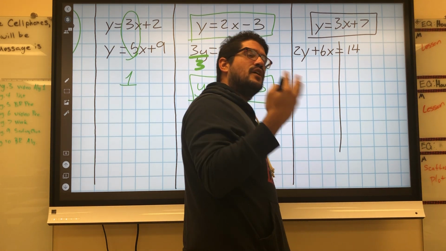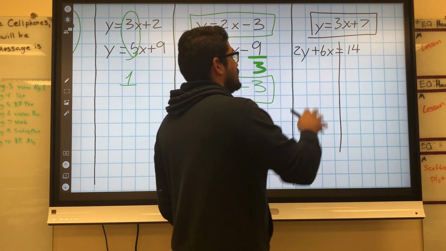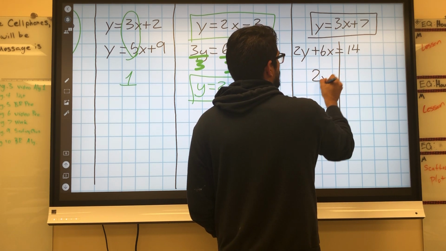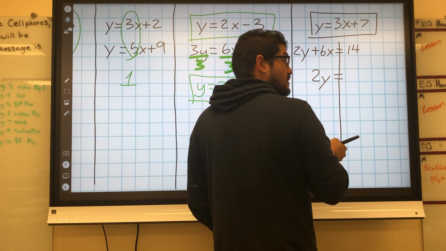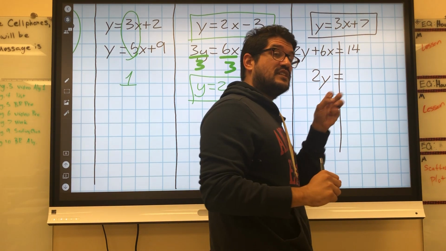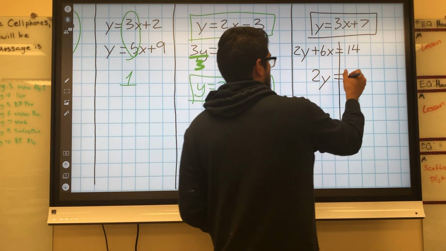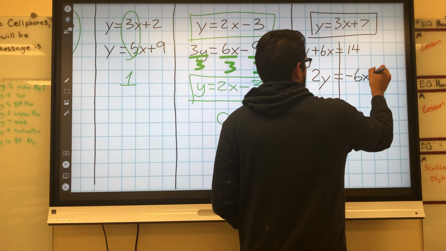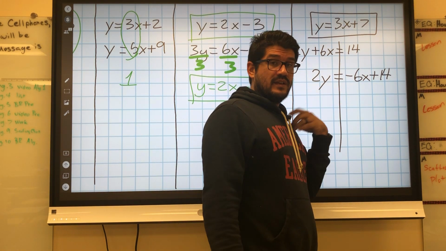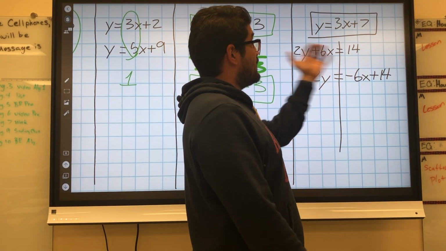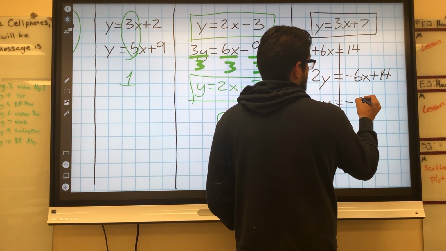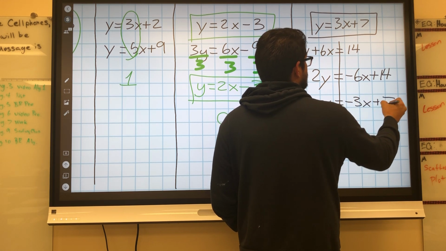Once you move something to the other side of the equal sign, it changes signs. So if I've moved this, it leaves the 2y all by itself. But we've moved the 6x to the other side. Now when you cross into the other side, it changes the sign. So this becomes negative 6x plus 14. Now we have y with a 2 next to it. We could solve it just like we did before by dividing everything by 2. So if I divide everything by 2, y equals negative 3x plus 7.